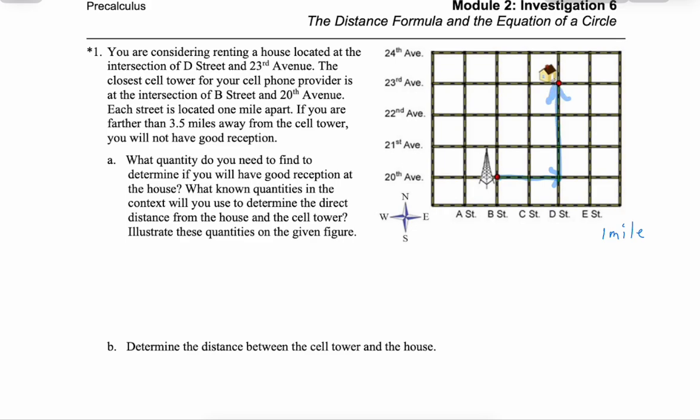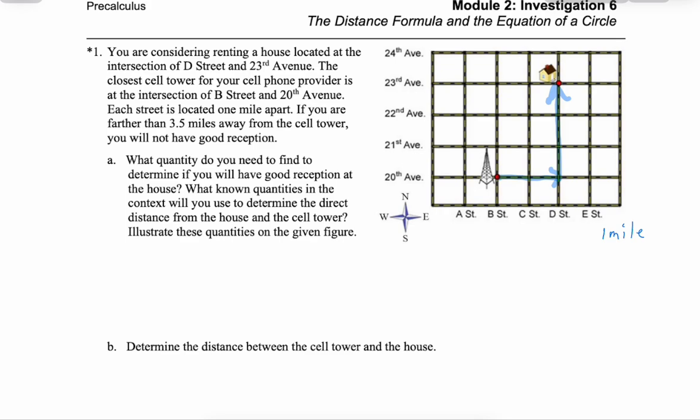Now, if we know those side lengths, then what can we do that will help us determine, what are we really trying to determine then? SOHCAHTOA. We're even down further than that. Let's talk about the Pythagorean theorem. That's what we want. So what do we have to determine?